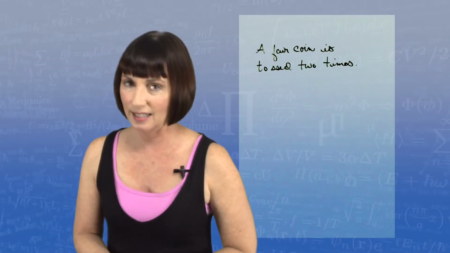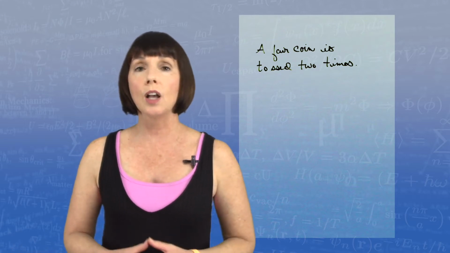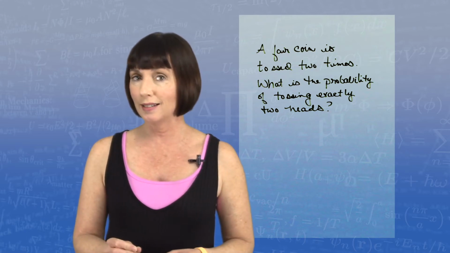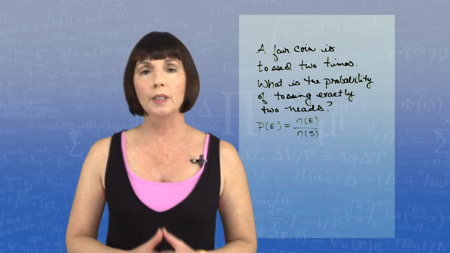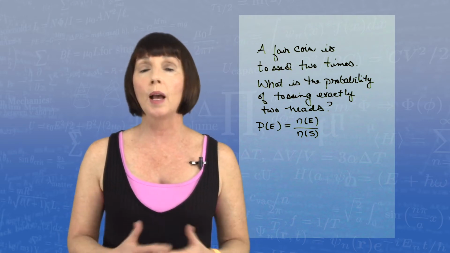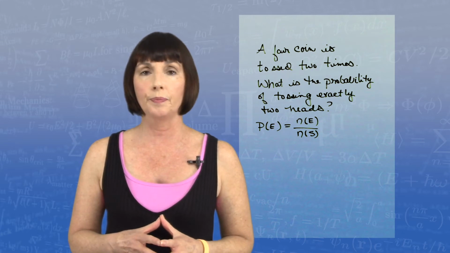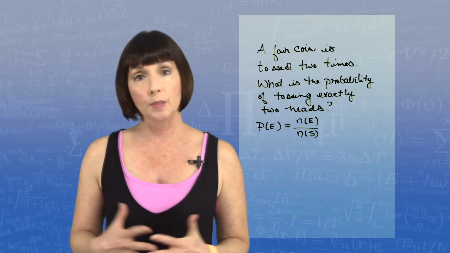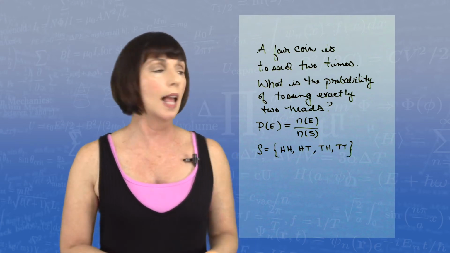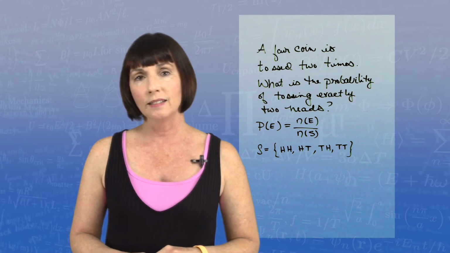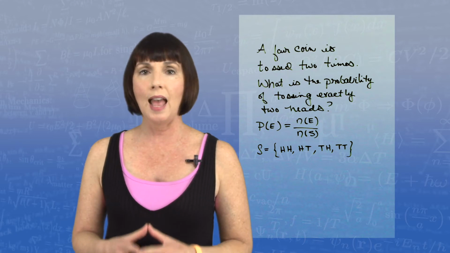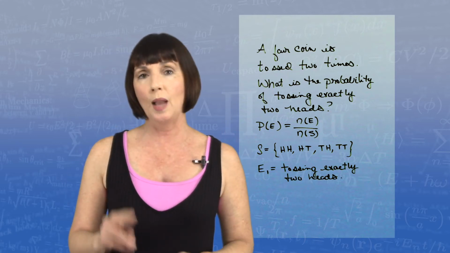Let's take a look at an example. A fair coin is tossed 2 times. What is the probability of tossing exactly 2 heads? Okay, let's remember that the probability of any event is equal to the number of ways that event can occur divided by the total number of possible outcomes. And let's remember our sample space for this particular kind of experiment. Our sample space S is equal to the set 2 heads, a head and a tail, a tail and a head, and 2 tails. All right, let's define our event E1 as tossing exactly 2 heads.